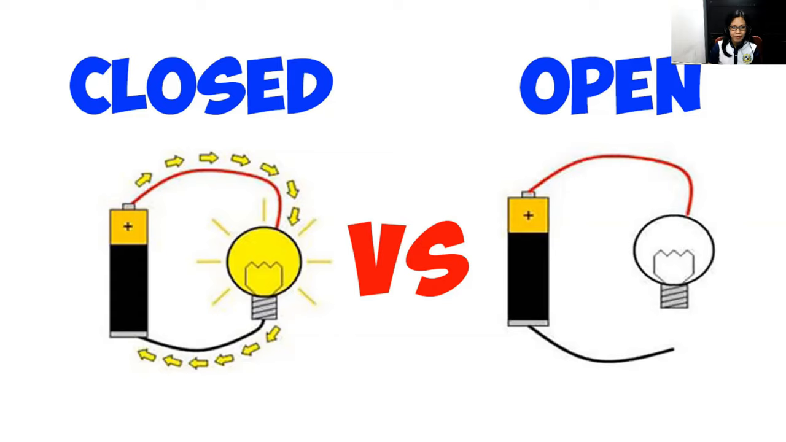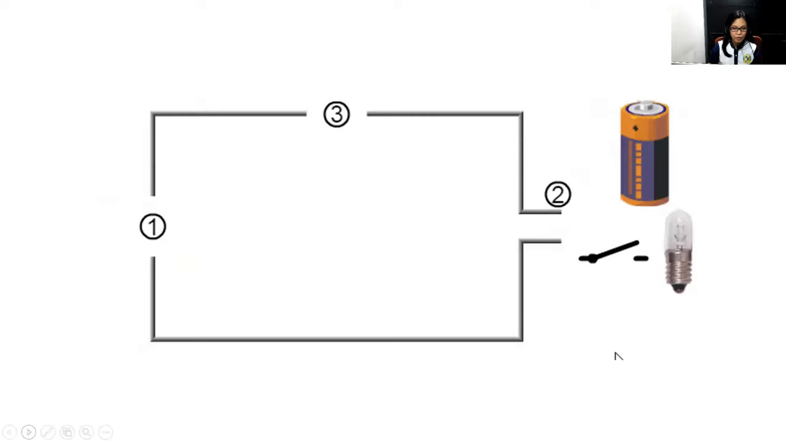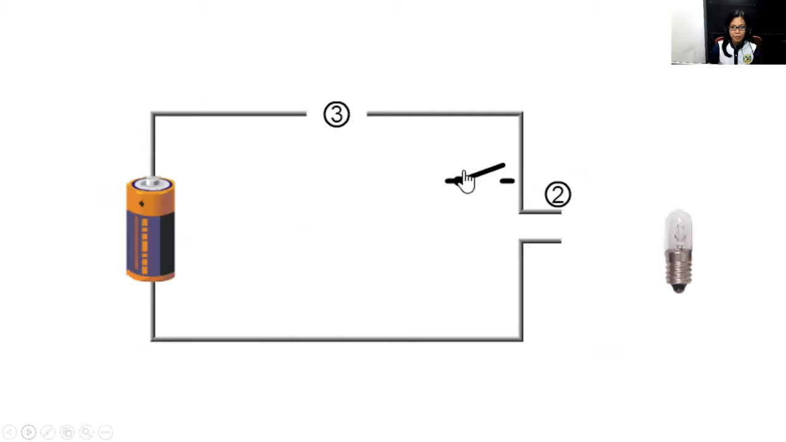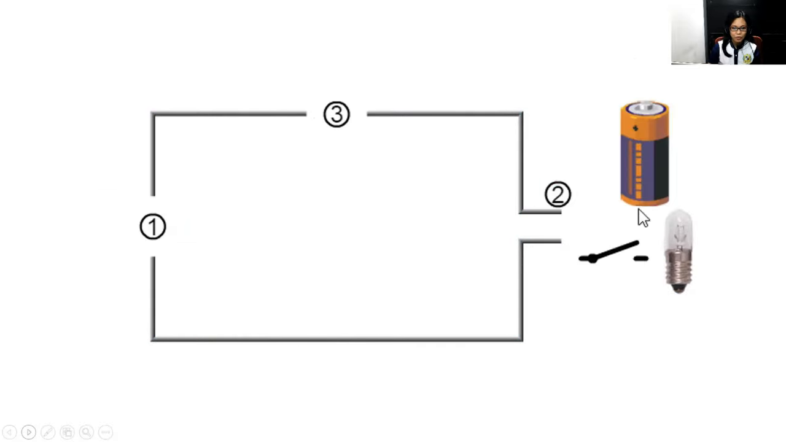Okay, let us review closed circuit and open circuit. I'm going to show you an example of open and closed circuit. We have here three components. Number one, dry cell. Number two, switch. And number three, light bulb. If you turn on the switch, what happens? The bulb will light up. And that is an example of a closed circuit.